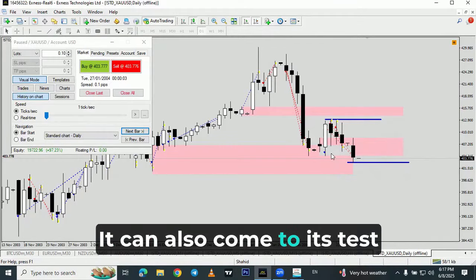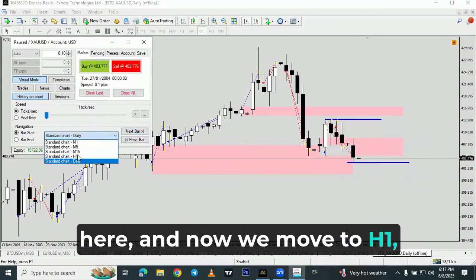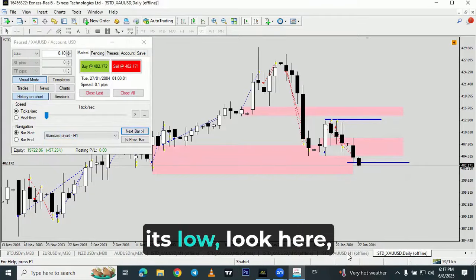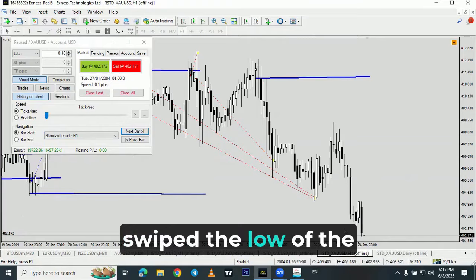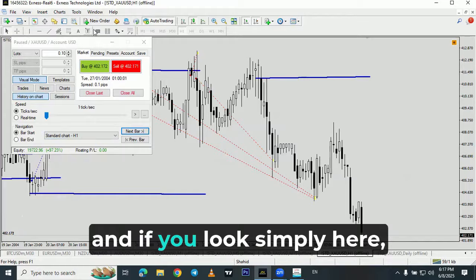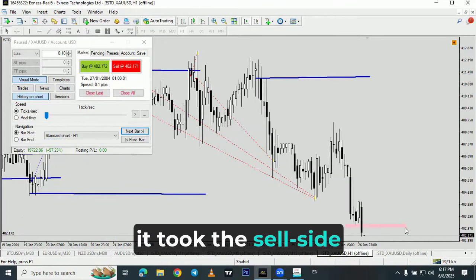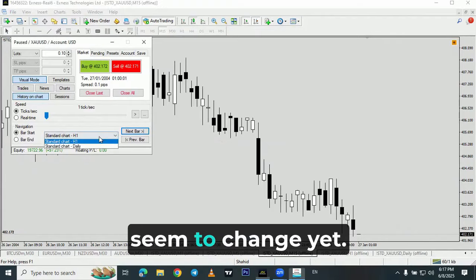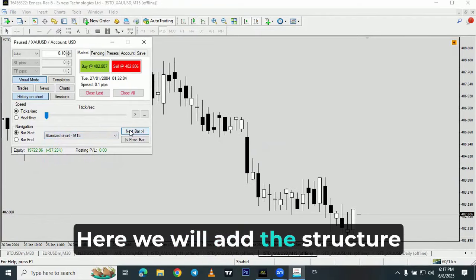It can also come to its test here, and now we move to H1. Look at the market first. Look at this side. The market is coming towards its low. Look here, it swiped its low, swiped the low of the previous day. And if you look simply here, it took the sell side liquidity here. If you put it on 15 minutes, the structure doesn't seem to change yet. Here we will add the structure to change.